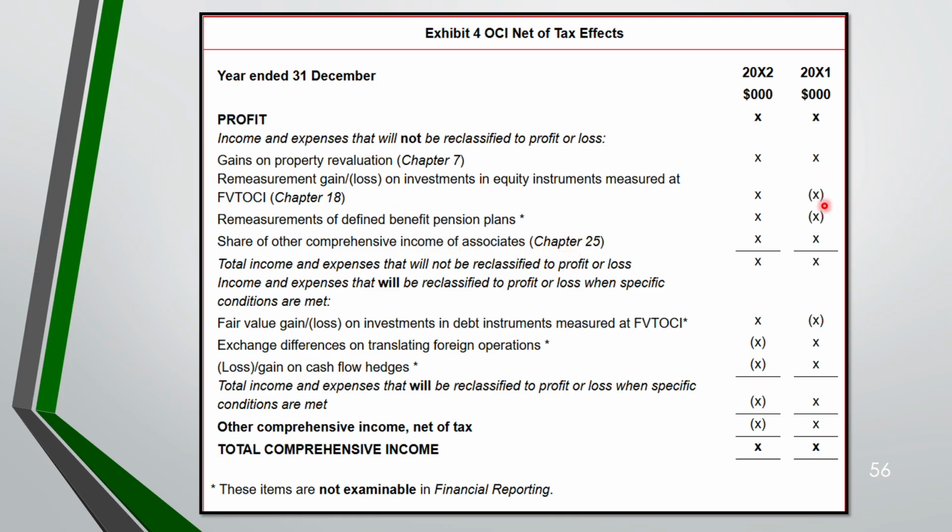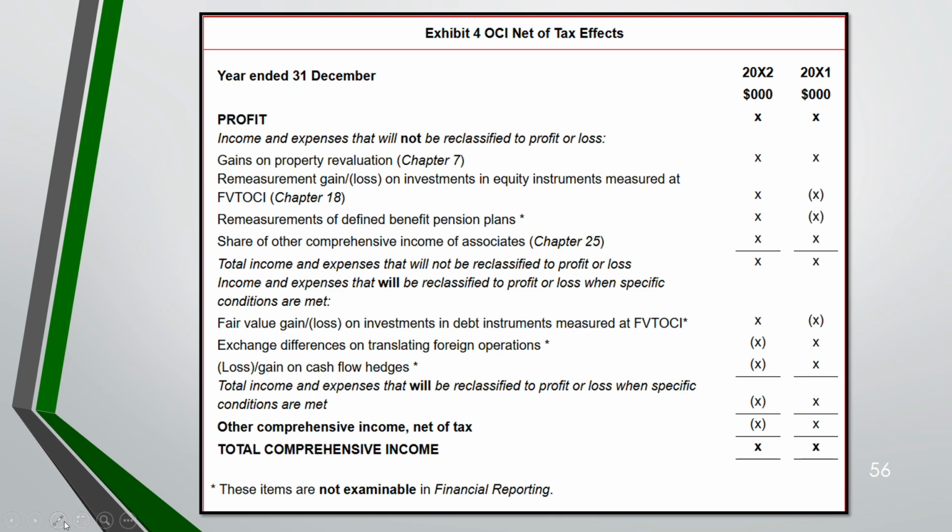Here you see some deductions, right? Those deductions are when your remeasurement or revaluation goes downwards, when it's a loss. Then you get your total income and expenses. Then these items will be reclassified. Later they can go to P&L. From OCI it will be shifted to P&L. They are the fair value of investments in debt instruments measured at OCI. But again, this will not be asked in your FR. It's there in SBR. Exchange differences on translating foreign operations. Again, not asked in FR, but SBR is there. Then loss or gain on cash flow hedges. Not asked in FR, but in SBR is there. So then you get your other comprehensive income, net of tax, and total comprehensive income. You see total comprehensive income.